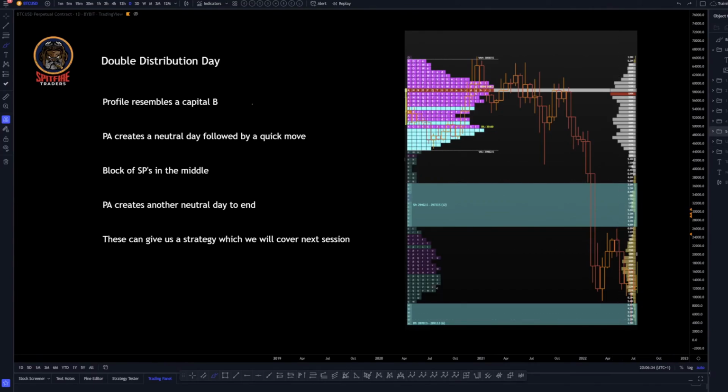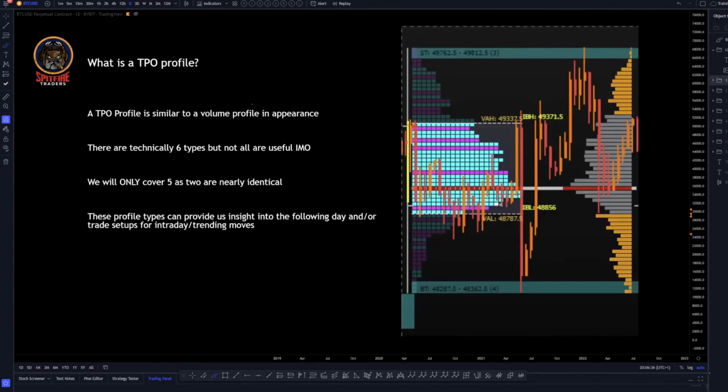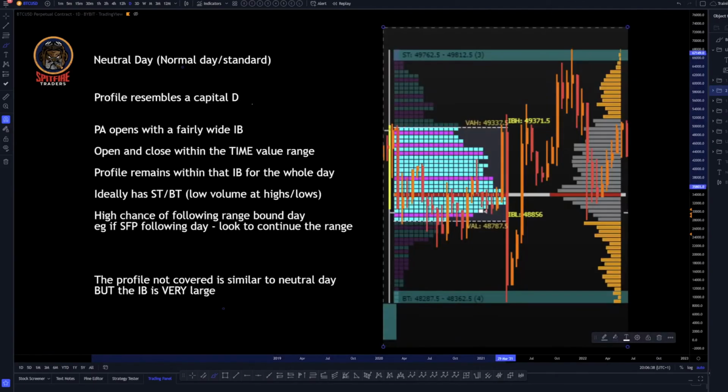Yeah, so hopefully they make sense. Wrong one, right one. Neutral day: initial balance, price stays within this value range. It can move out, but it'll come back, but the profile by the end of the day needs to look like this. Okay, and even better if your volume profile lines up along with it, give or take a little bit.